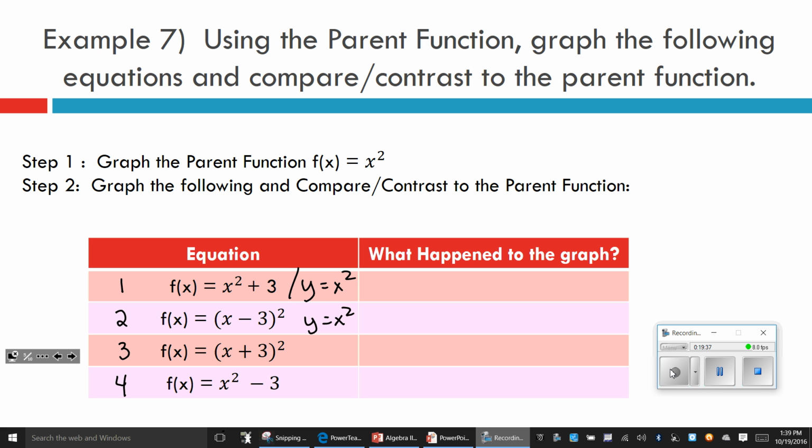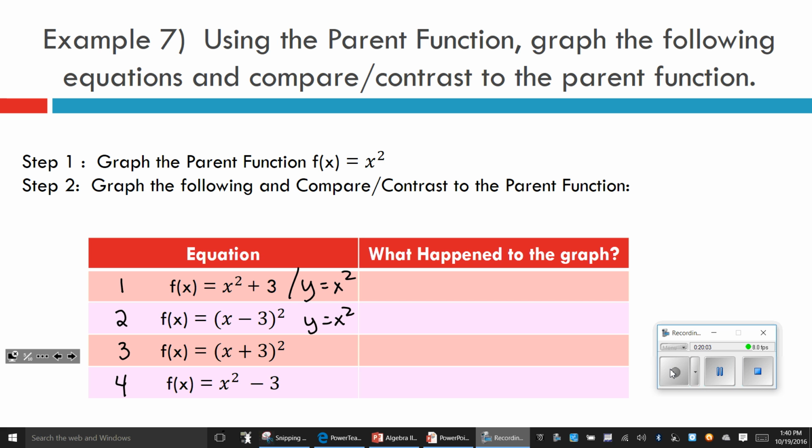Okay, so the left and the right are going to be backwards from what you think. The up and the down are going to make sense. Okay, if it's plus 3, we go up 3. If it's minus 3, we go down 3 on the end of it. But if it's inside the parentheses, that's going to make it shift left or right, but it's going to go opposite from what you think. If it says minus 3 on the inside, then that technically means it's going to shift to the right 3.